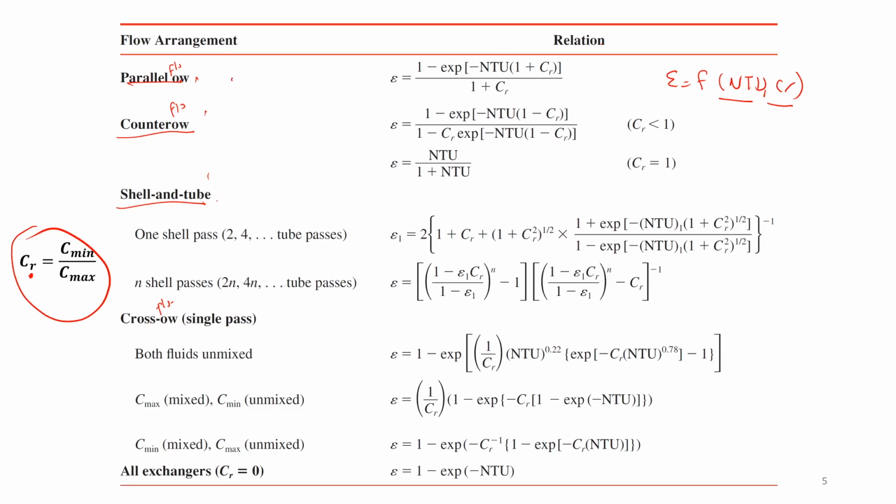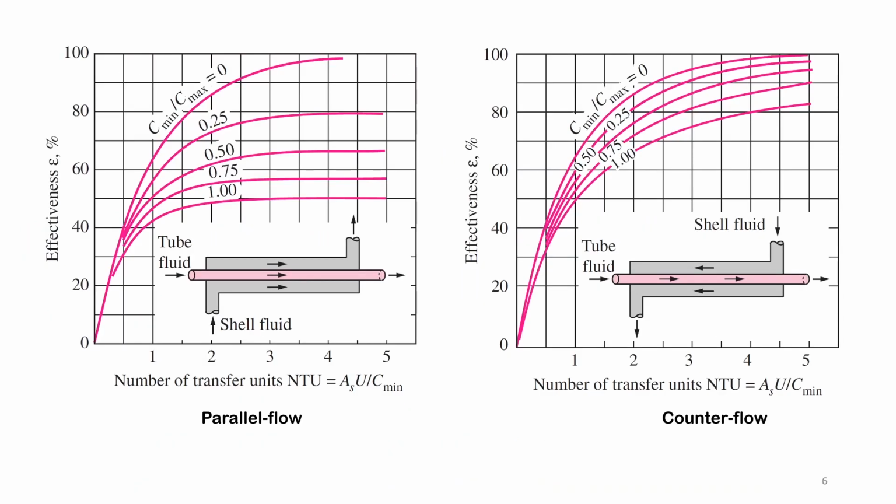Again, we have parallel flow, counter flow, shell and tube with one shell pass or n shell passes, and cross flow, mixed and unmixed. When CR is equal to 0, which means phase change, so that Cmax goes to infinity, all the flow geometries have the same equation. If you don't like to use equations, you also have graphs that you can read.